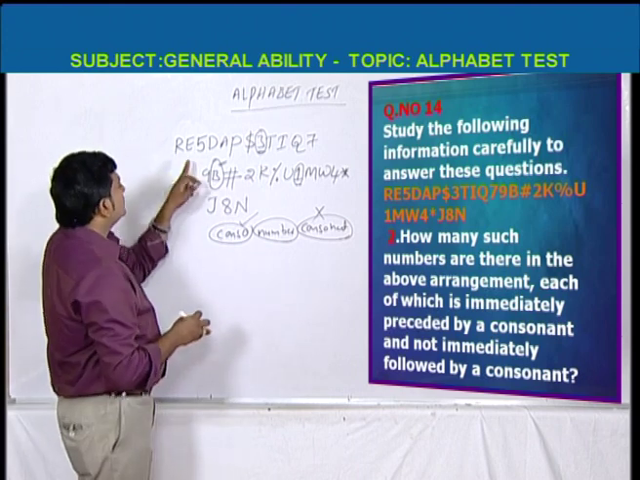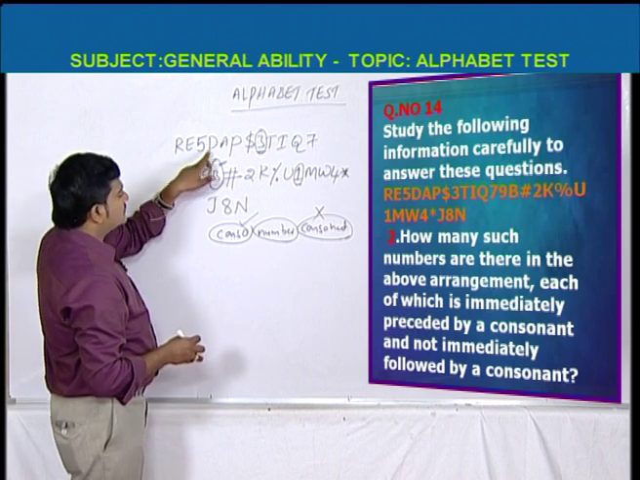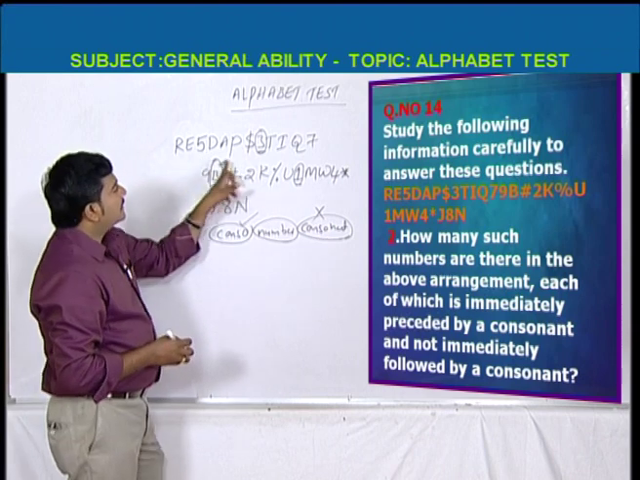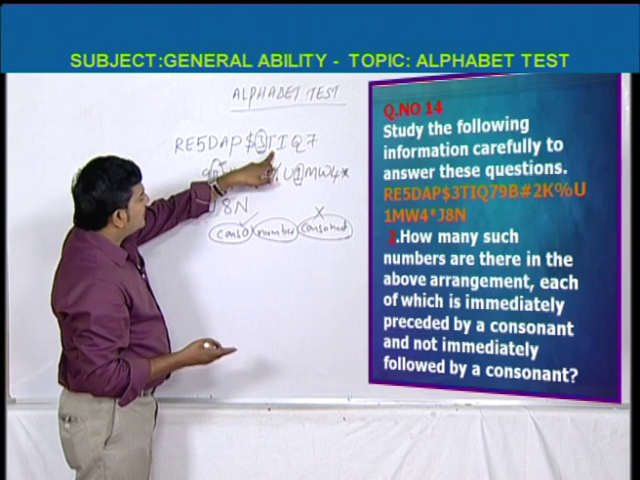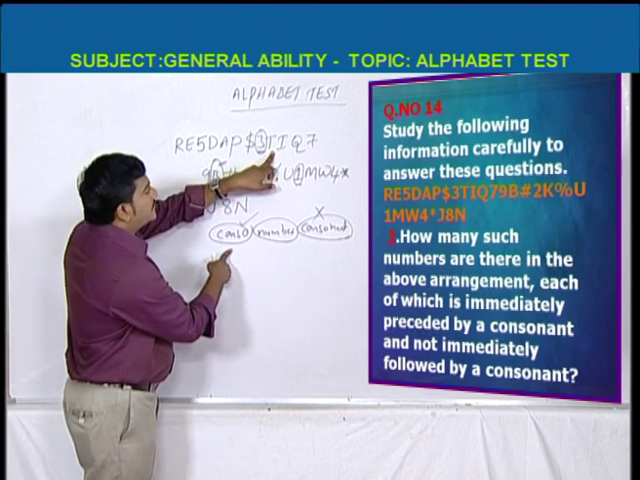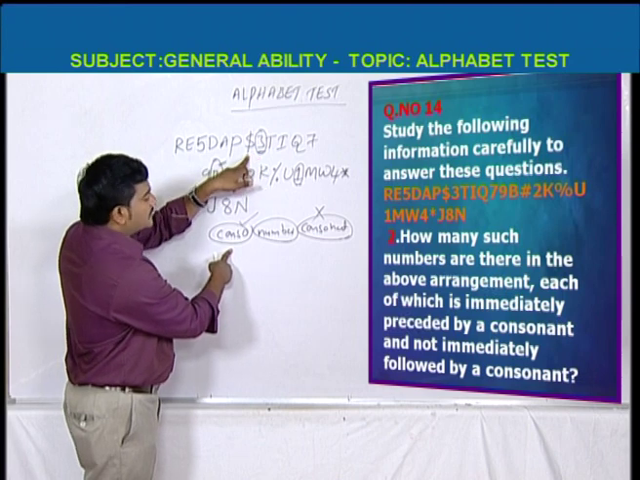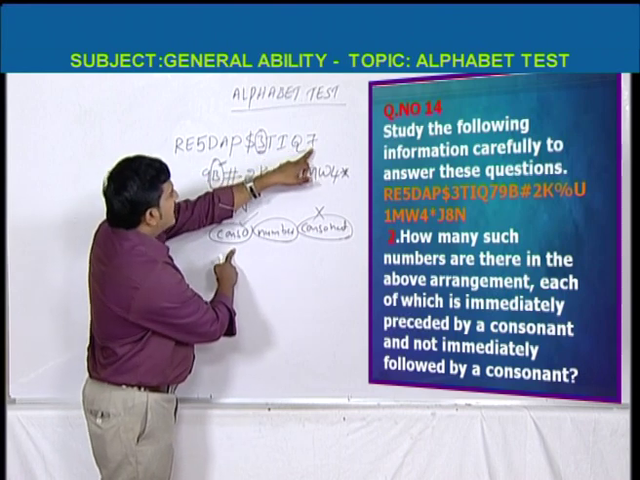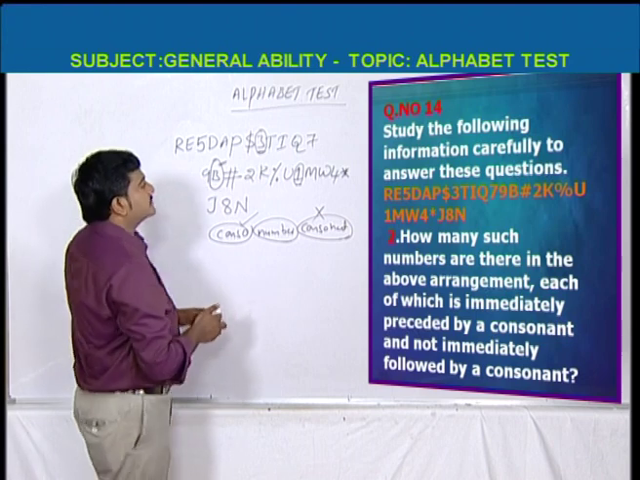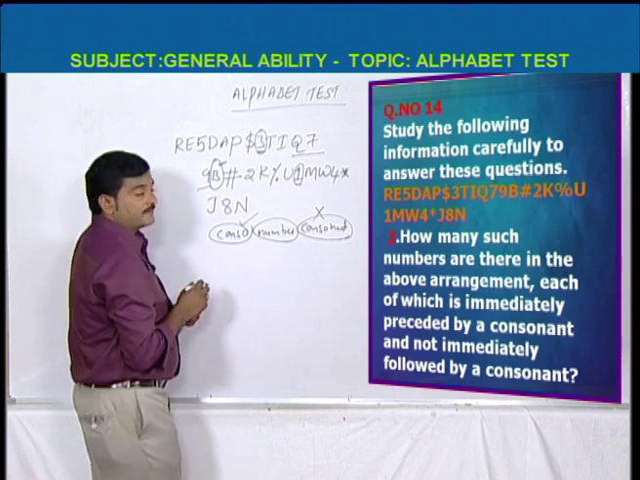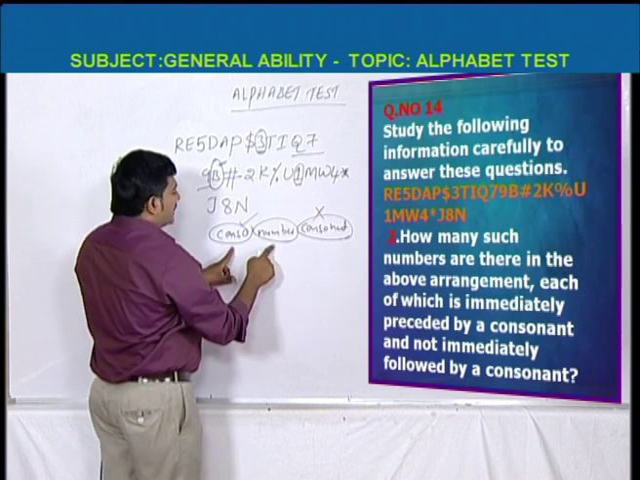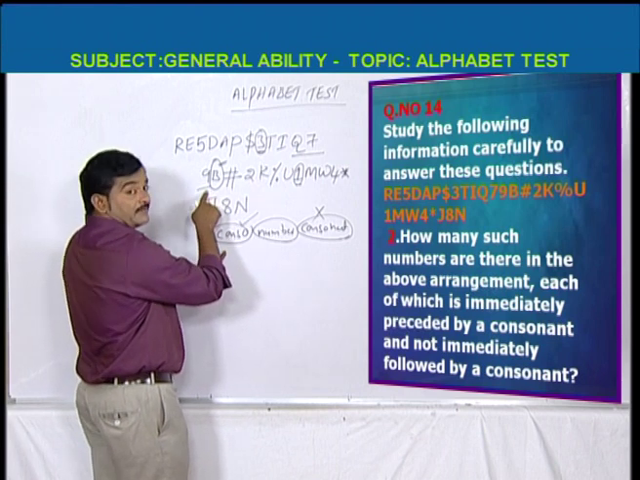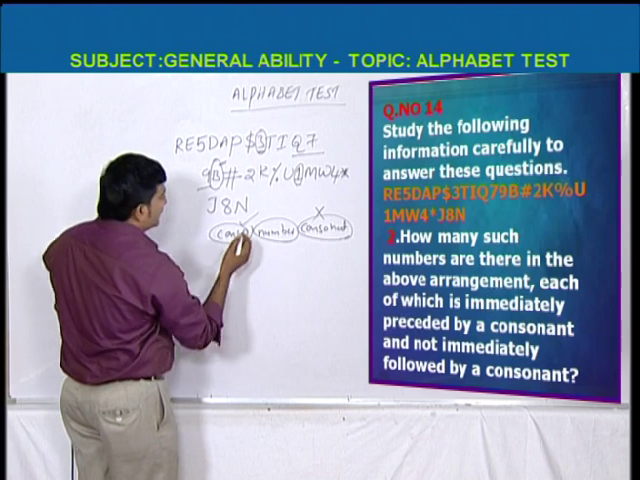We will focus only on numbers. Is this number followed by a consonant? Yes, but it should not be followed by a consonant, so you should not take this. Now here 3: is it followed by a consonant? No, but it must be preceded by a consonant also. Is the dollar a consonant? No, so you should not take this also. 7 is preceded by a consonant and not followed by a consonant. Observe here, Q79: 7 is preceded by a consonant, yes, but not followed by a consonant, because 9 is not a consonant. So one pair I am getting is Q79.